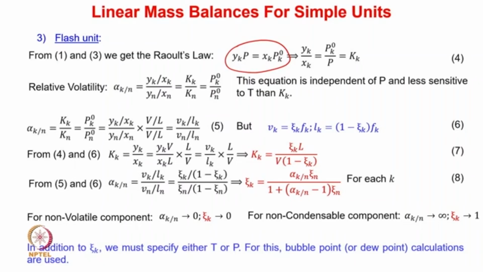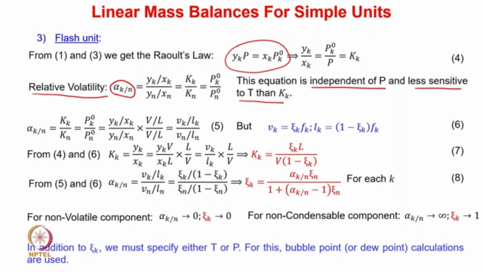Now we can obtain the relative volatility here, relative volatility of the component k with respect to the key component n. Now why relative volatility? We have to derive all these equations in terms of relative volatility, primarily because this relative volatility is relatively independent of p, and it is less sensitive to t than kk. That is why we are trying to modify all these equations in terms of the relative volatility.